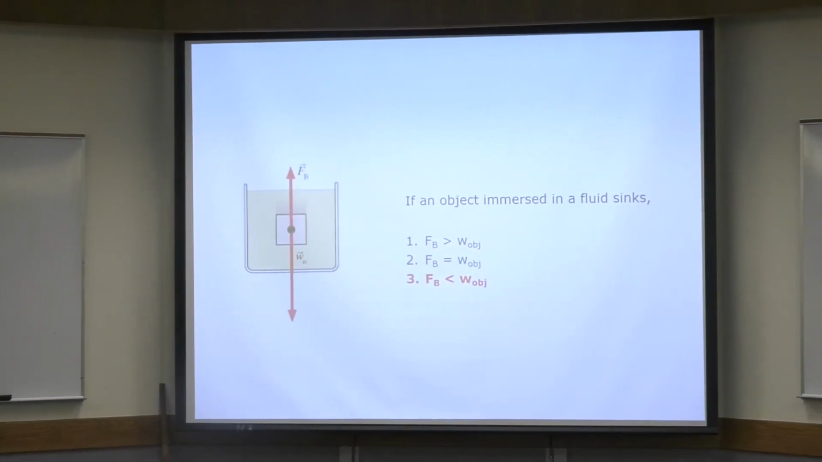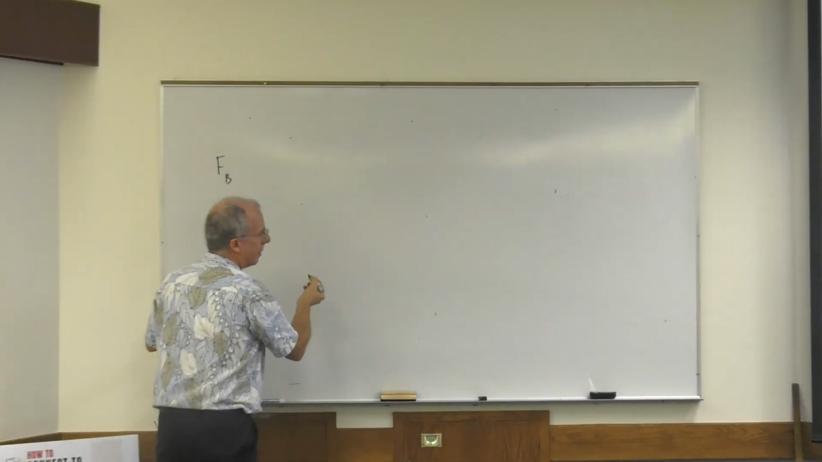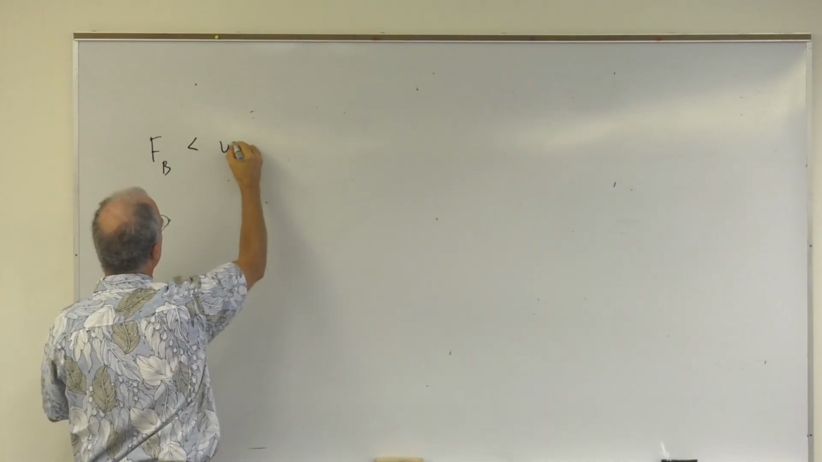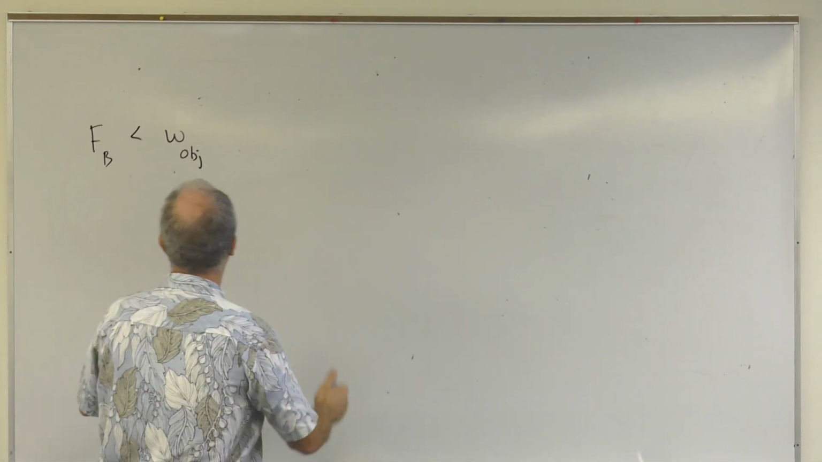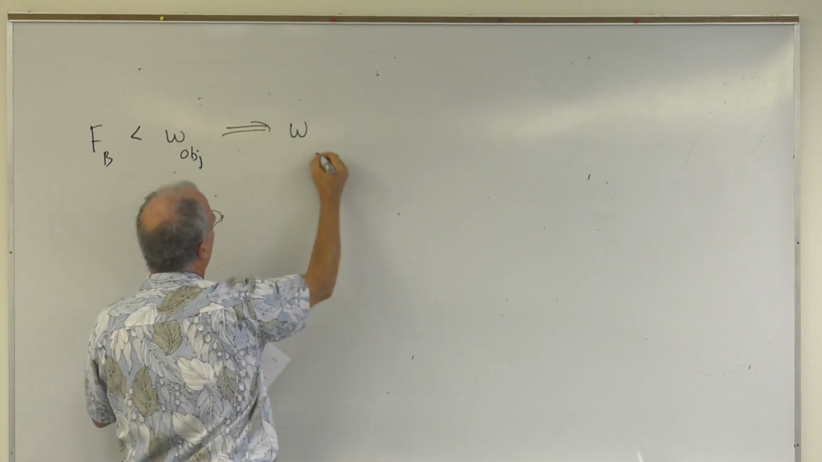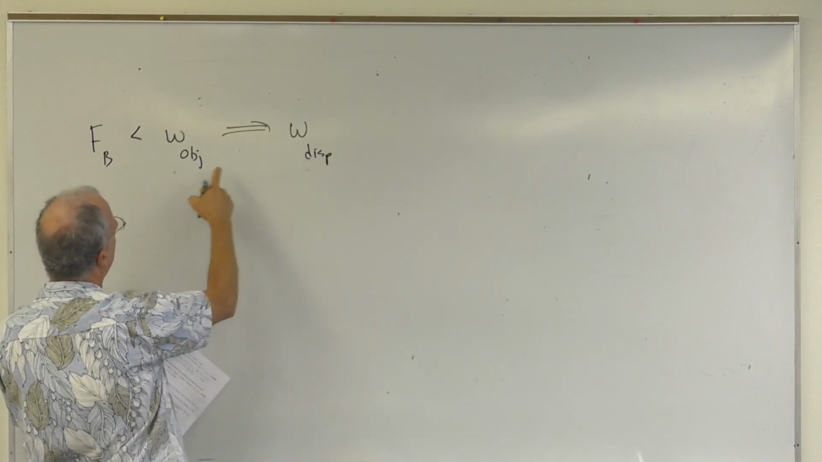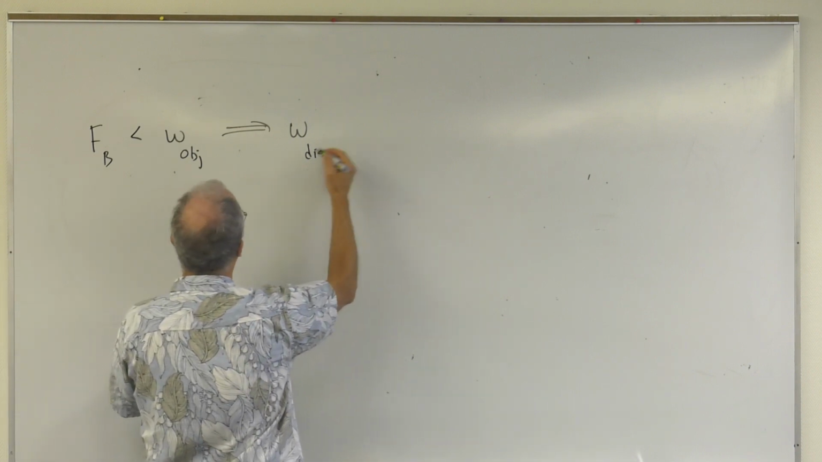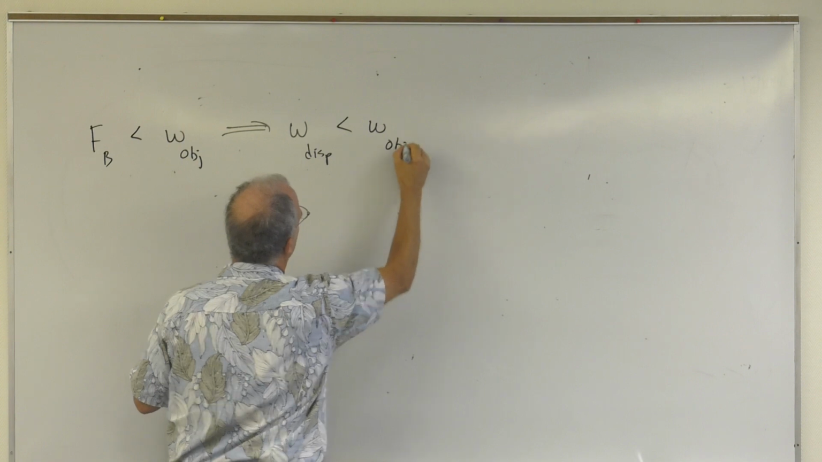So we want the buoyant force to be less than the weight of the object. All right? Well, that means, okay, what's the buoyant force? It's the weight of the fluid displaced. So if this is true, the weight of the fluid displaced is less than the weight of the object.